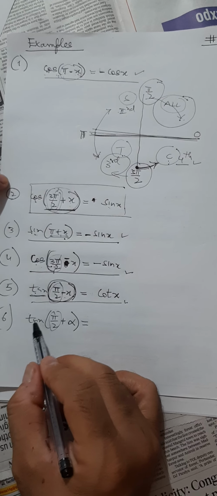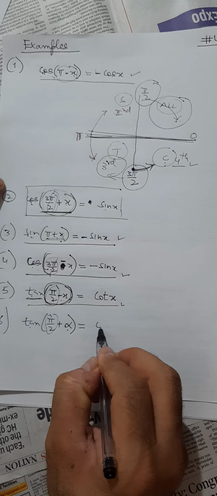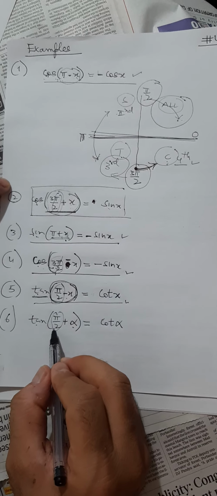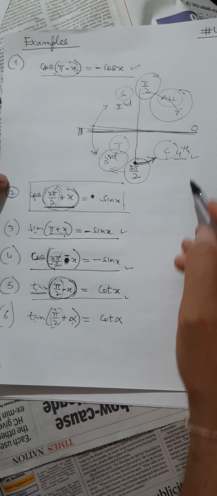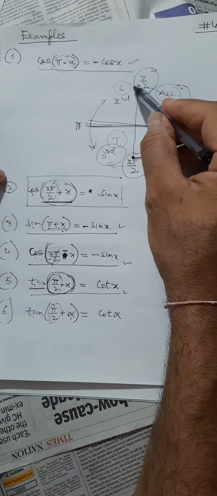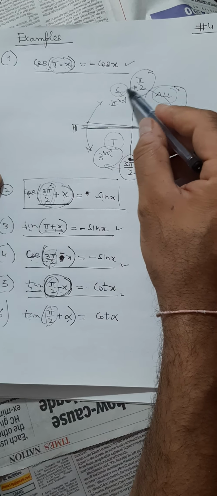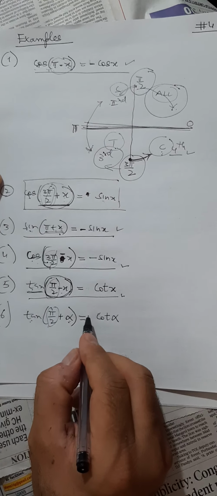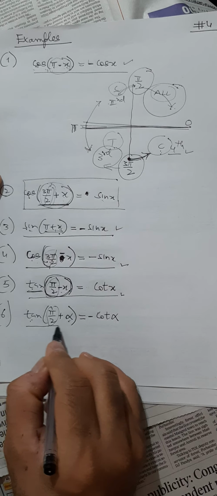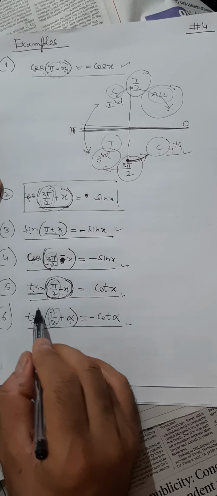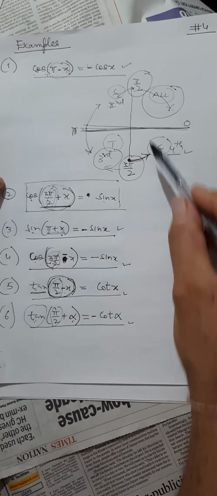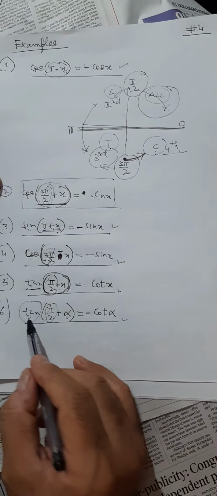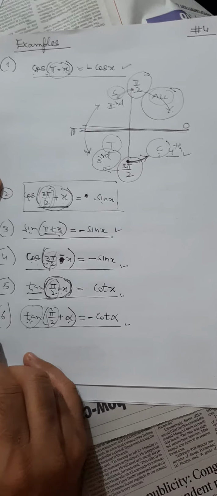Now you have pi by 2, so your answer will be in the form of the corresponding function: tan becomes cot. Now pi by 2 plus something. Where is pi by 2? Pi by 2 is here. Plus something means you will fall in which quadrant? Second quadrant. In the second quadrant, is tan positive or negative? Negative. So your answer will be minus cot alpha. In the given function, remember, in the second quadrant, sine and cosec are positive, remaining all are negative. So tan is negative. So minus cot alpha.